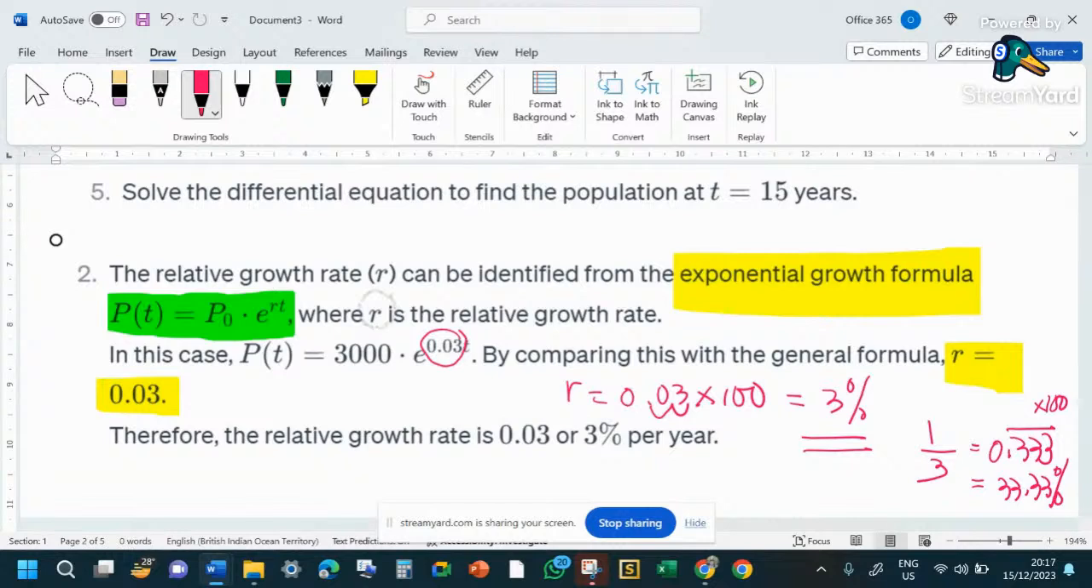Therefore, the relative growth rate is 0.03. 0.03 times 100 gives you 3%. What's the answer here? It's 0.03 or 3%. What is the one accepted in the exam? Both. You can just say r is equal to 0.03. That's in decimal form. And if you want to change it to percent, then you can just multiply it by 100 to give you 3%.